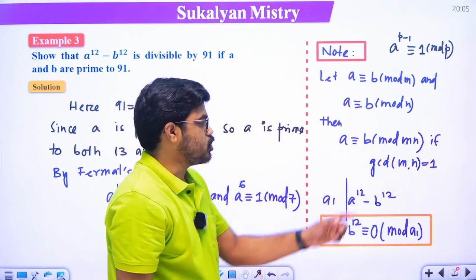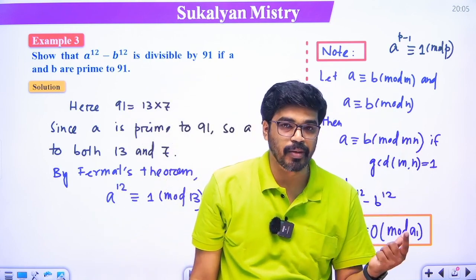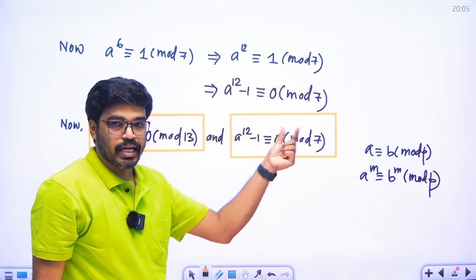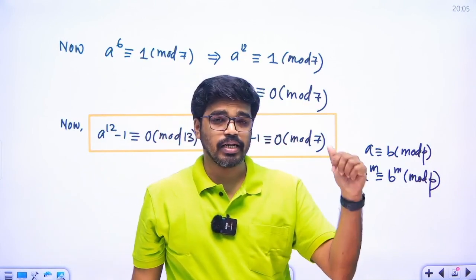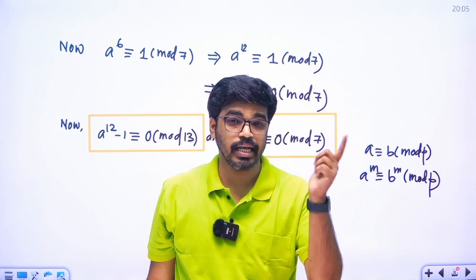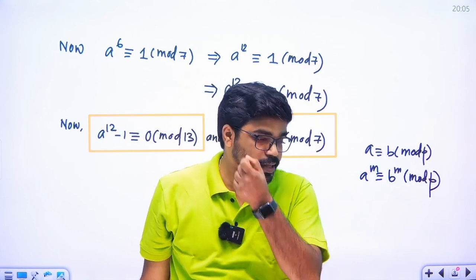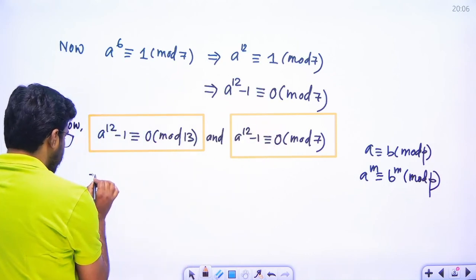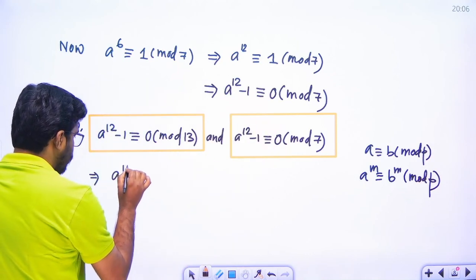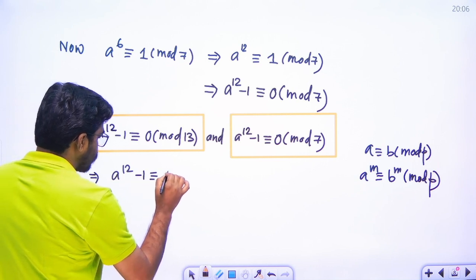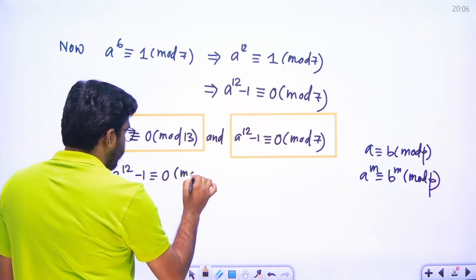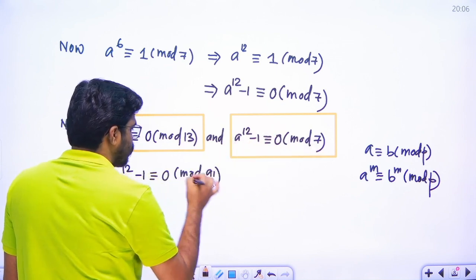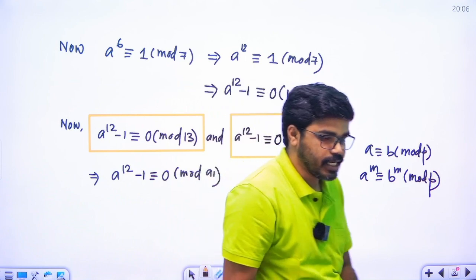What is the condition? m and n must be relatively prime. See here 13 and 7, they are relatively prime. GCD of 13 and 7 is 1, right? So 13 and 7 are relatively prime. So from these two, what can we write? This implies a to the power 12 minus 1 is congruent to 0 modulo 13 into 7, that is 91. Is it clear?